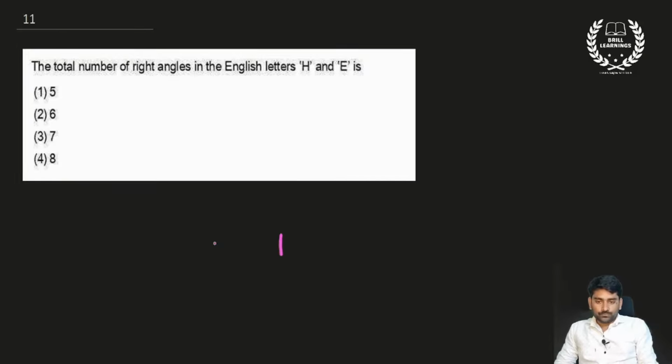Let's find that. So first write the H. Here we have a right angle. Here also. Here. Here. Total we have 4 right angles here.